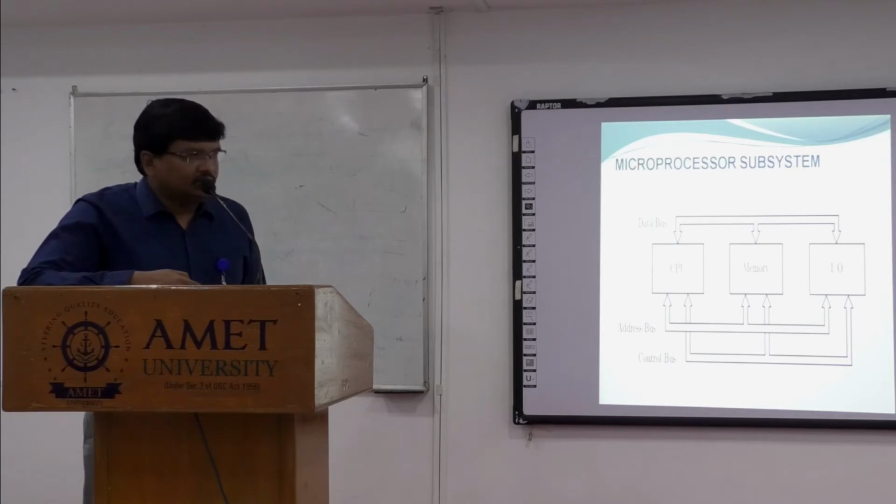There are three modules. First, the core of the microprocessor is the central processing unit. Second is the memory unit, and finally the input-output unit. So there are three major units in a microprocessor subsystem. All these three units are connected by means of these lines, which are connecting all these modules together.